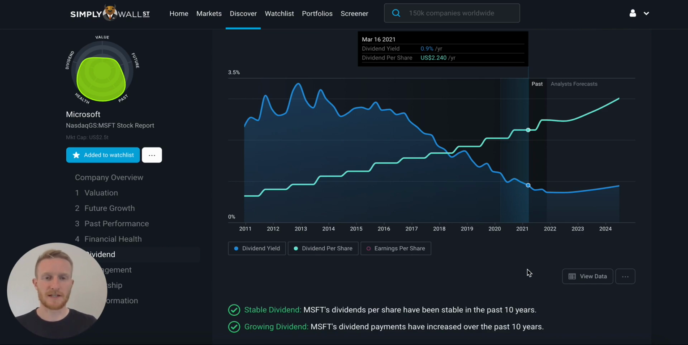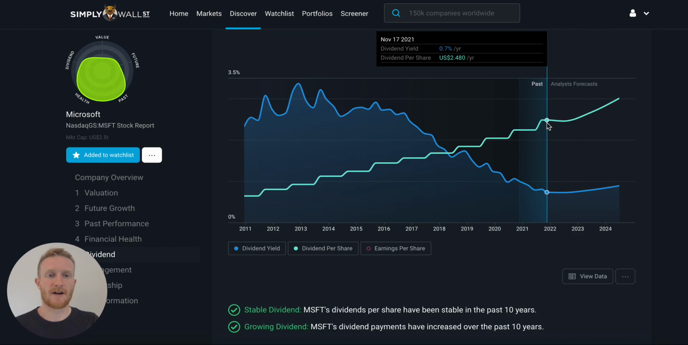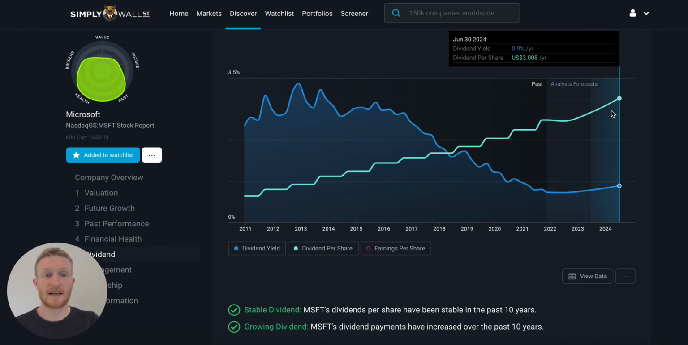So the reason we do that is because you want to know that it's not a stale business that's basically just passing off cash flow and it's not growing. You want to know that it's basically able to continue the increases. And as you can see here, this part to the right is actually analyst forecast, and they do expect the dividend increases to continue.